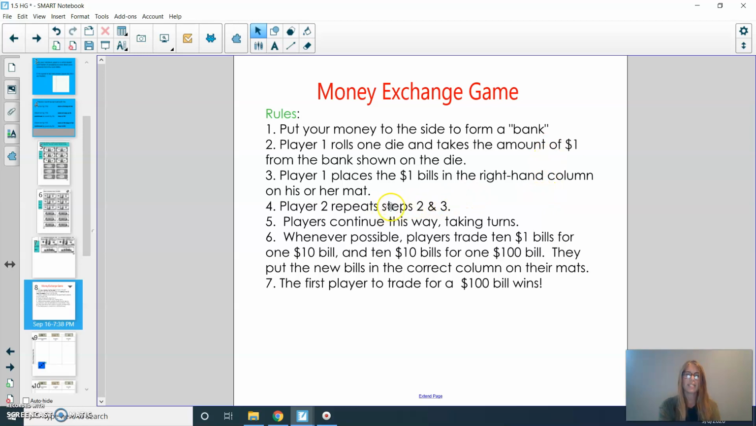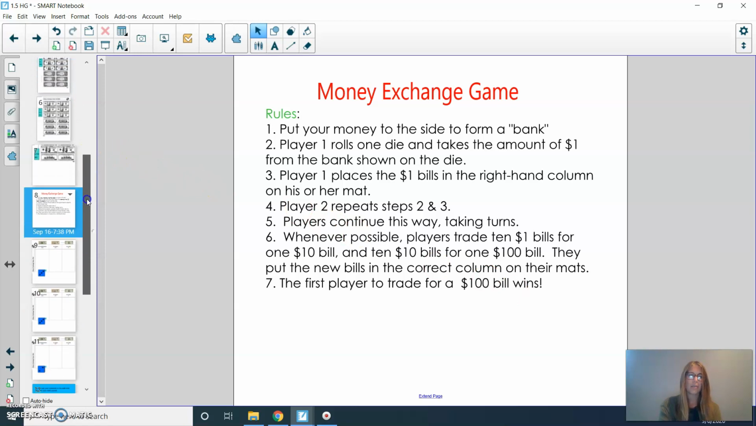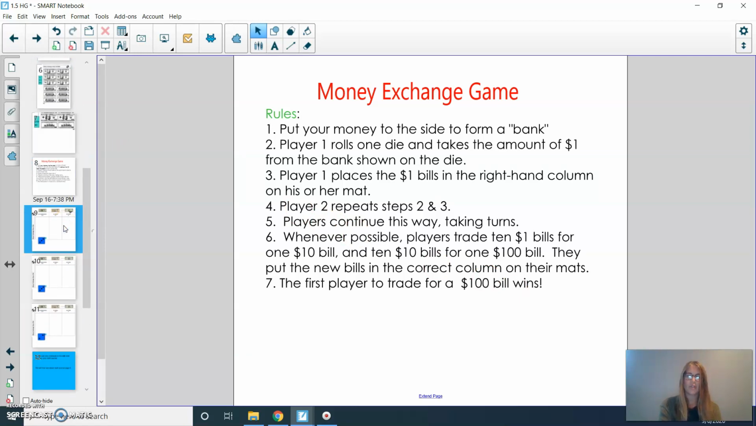If you're playing against a person, then player 2 does that exact same thing. They roll the die, take the money, and put it on their mat. You continue to play this way whenever possible. If I have 10 $1 bills, then I get to trade that for a $10 bill. Or if I get 10 $10 bills, then I can trade that for a $100 bill. The first player to trade for a $100 bill wins the game. I'll just try a couple rounds with you to show you how this will work.